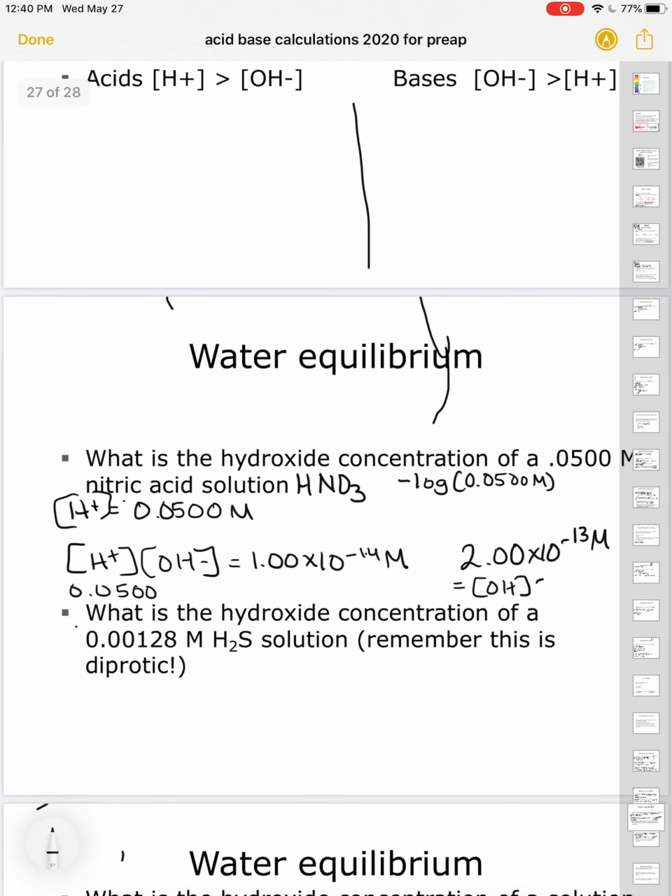Molar. So I have all these formulas that I can use, and I can really solve anything I want. I can solve using whatever equation. There's a lot of different ways that you can do this.